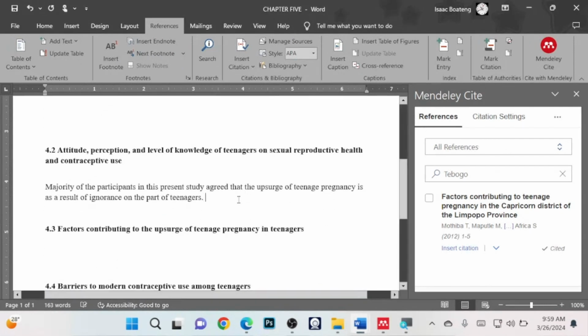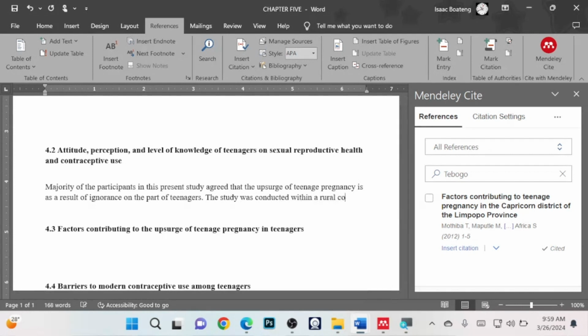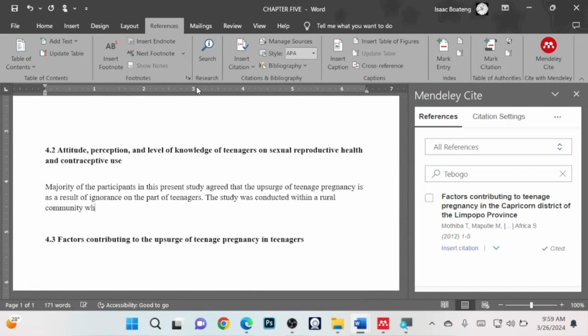These are reasons I could give as to why majority of them are stating this. So I could just write it here that the study was conducted within a rural community where information regarding sexuality and prevention is not readily available to teenagers.